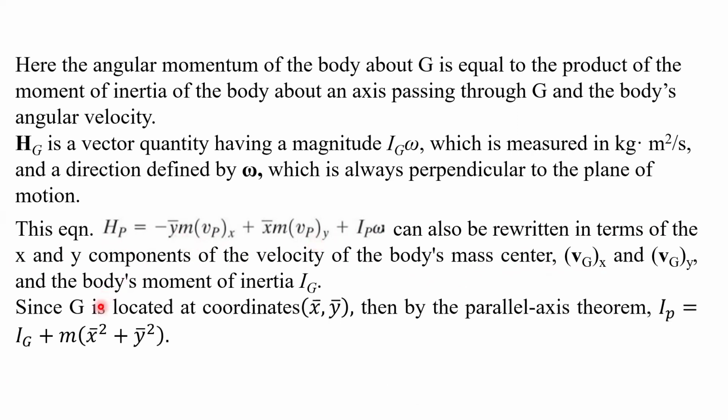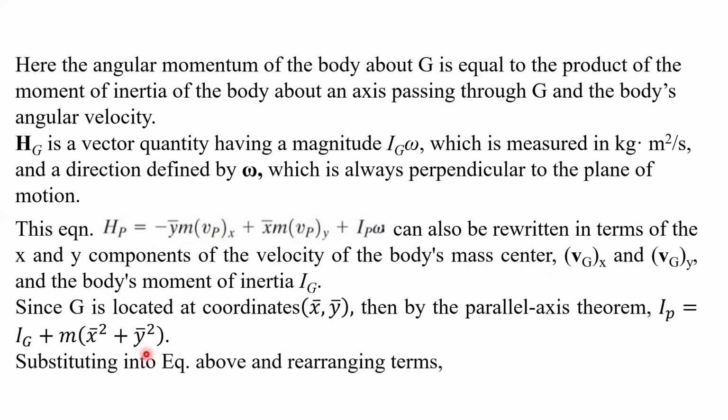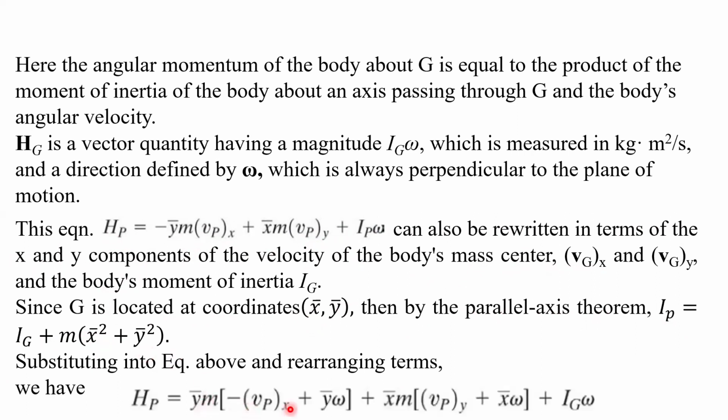Since G is located at coordinates x bar, y bar, then by the parallel axis theorem, Ip is equal to Ig plus m times (x bar squared plus y bar squared). Substituting into the equation above and rearranging the terms, we have this.